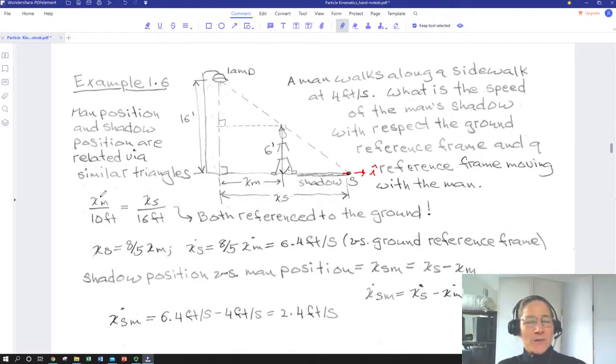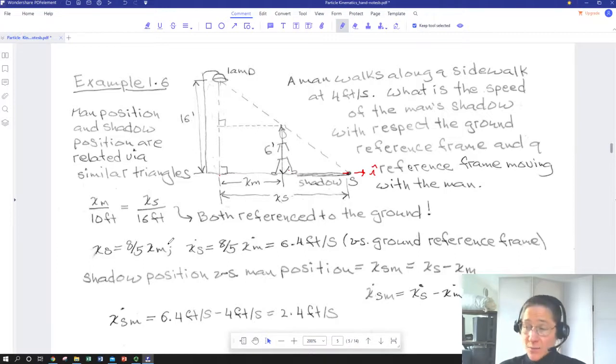We can draw the triangles out. So we have the man's height, basically 6 feet, his position, x sub m here, is going to be related to this part of the triangle, or times 16 feet, the same way that the shadow position is going to be related to the remainder of that height, 10 feet, both in reference to ground. So this expression is coming out of our similar triangles geometry. So you've got the whole x sub s versus the 16 feet versus just the man's 6 foot height and his distance. So those are the two relationships that we have. From that we can get an expression relating the man's position and the shadow's position.